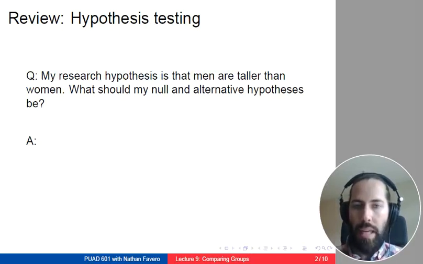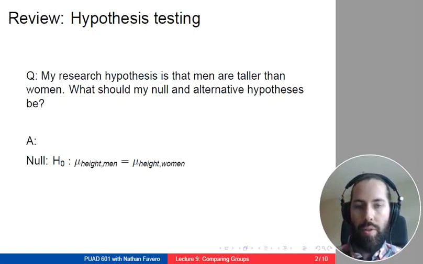Well, remember, the null hypothesis has to be very precise. And our null hypothesis is usually going to indicate that there's no difference if we're talking about comparing groups. And so in this case, our null hypothesis is that the average height for men is equal to the average height for women. We could also say there's no difference between the height of men and the height of women. But this is one way we might express a null hypothesis.